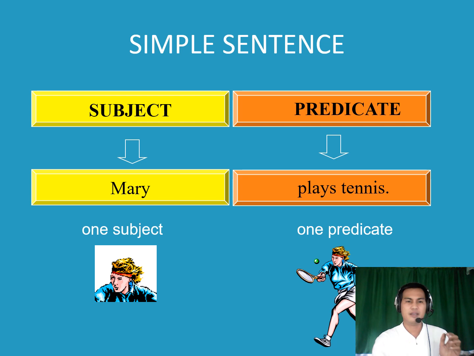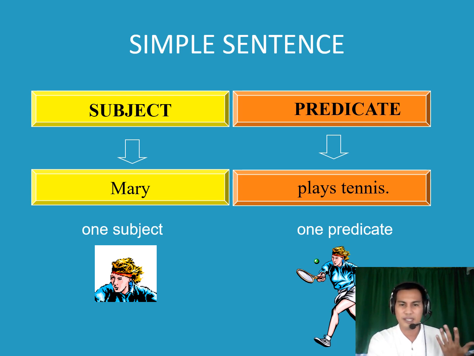Okay. We have here Mary plays. Let's get back to our sample sentence earlier. We have Mary plays tennis. How many subjects? What is our subject? It's Mary. How many is Mary? So that's just one subject. So that's just called a simple subject.